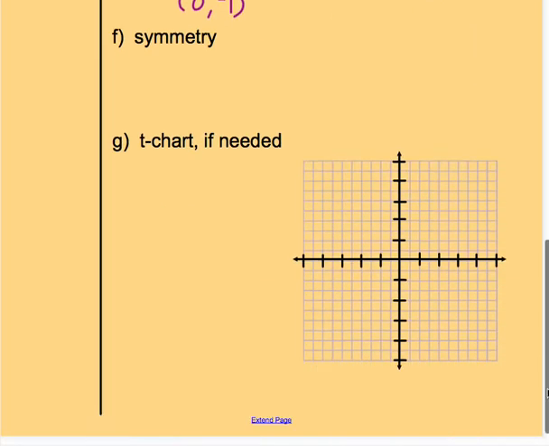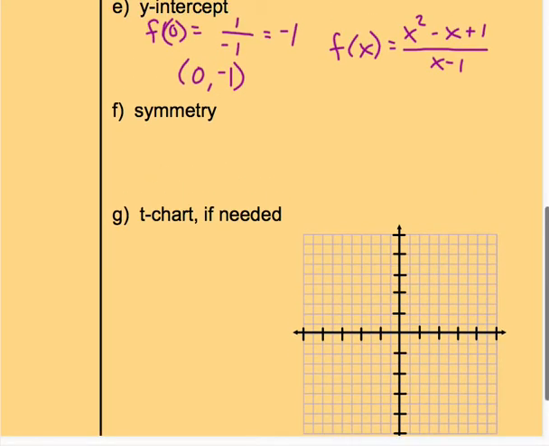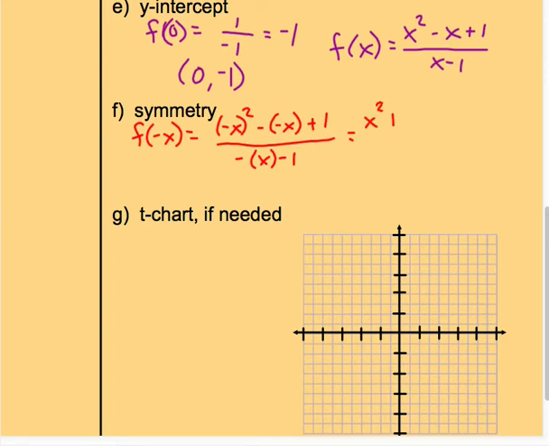So for symmetry, and then I scroll down too far, we substitute -x into the function and see what happens. Simplifying in the numerator, we get x squared plus x plus 1. In the denominator, we get -x minus 1. This is not the function we started with, so we're going to factor out a negative to see if the function has symmetry around the origin. Factoring it out of just the numerator, this is not the function we started with, so therefore it has no symmetry.